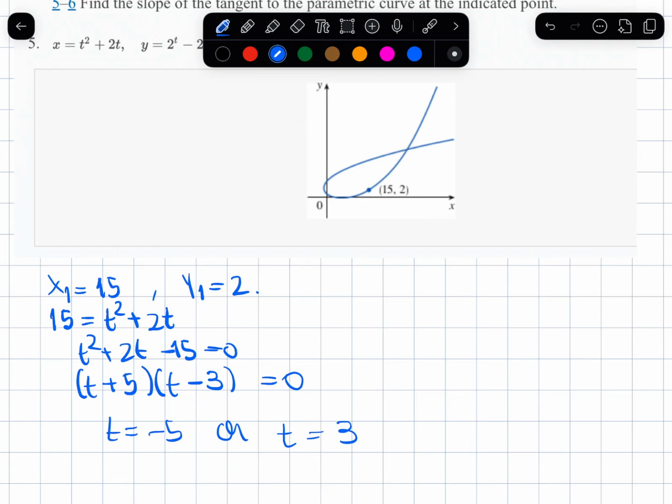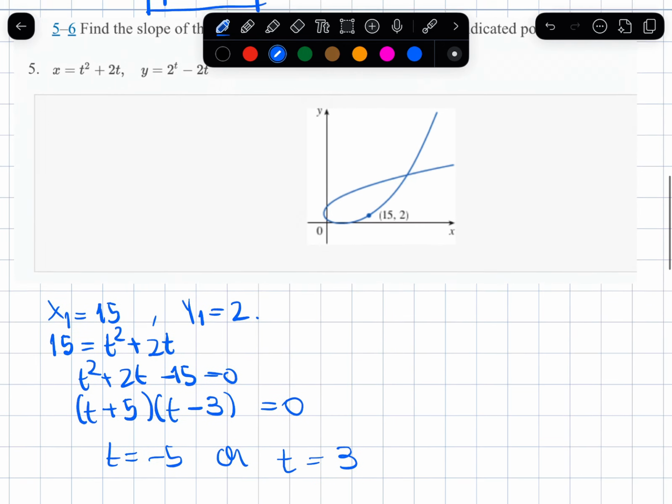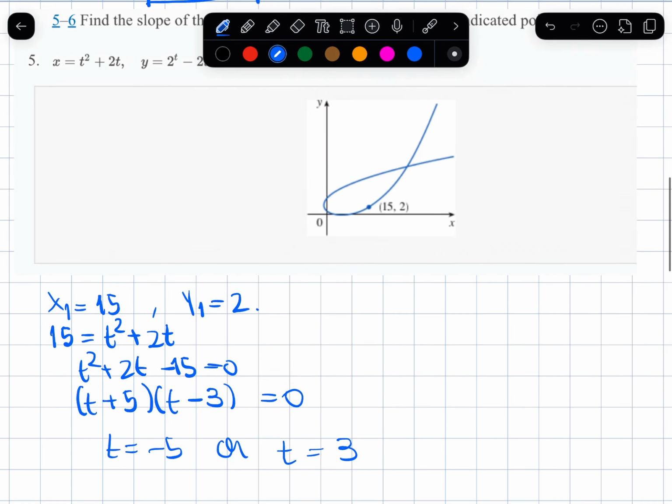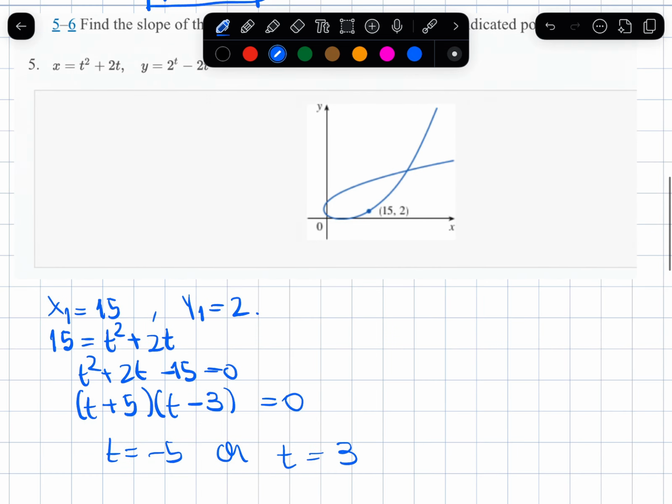I'm going to take this t value and plug it into the equation of my tangent line. There is a problem here, of course, and the obvious problem is that I have two t values, as I've said, and my curve does not go through this point twice. If you look at it real quick from the graph that we were given by the problem, the curve only goes through this point once, right?